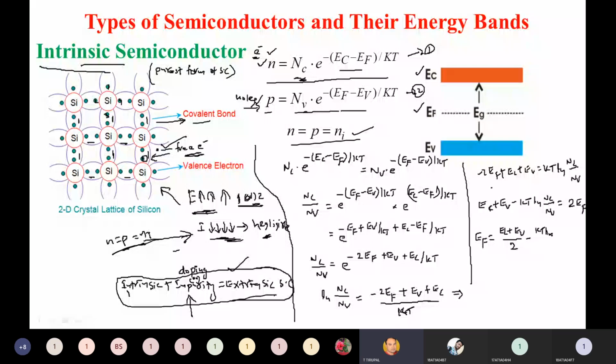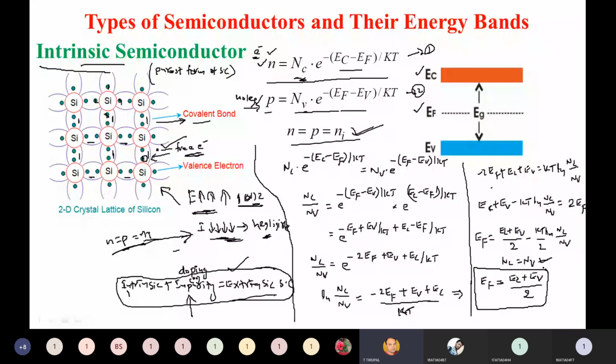Okay, now as I told, it's an intrinsic semiconductor. n is equal to p is equal to ni. Similarly here also, the effective mass of electrons in the conduction band is equal to the effective mass of holes in the valence band. Nc is equal to Nv, right? So substitute here Nc equal to Nv. Ln 1, the natural logarithm of 1, is 0. So what is the final answer? Since it is an intrinsic semiconductor, Nc is equal to Nv. Therefore Ef is equal to (Ec plus Ev) divided by 2.